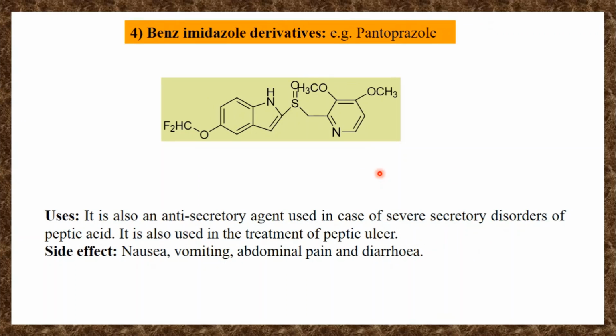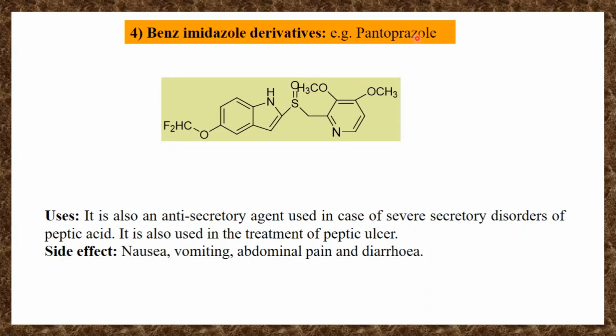Then the fourth class is benzimidazole derivative, and the example under that class is pantoprazole. This is the structure of pantoprazole. This is your S double bond O and OCH3. This hydrogen is attached to this carbon. The OCH3 group is a methoxy group: carbon, oxygen, and hydrogen.